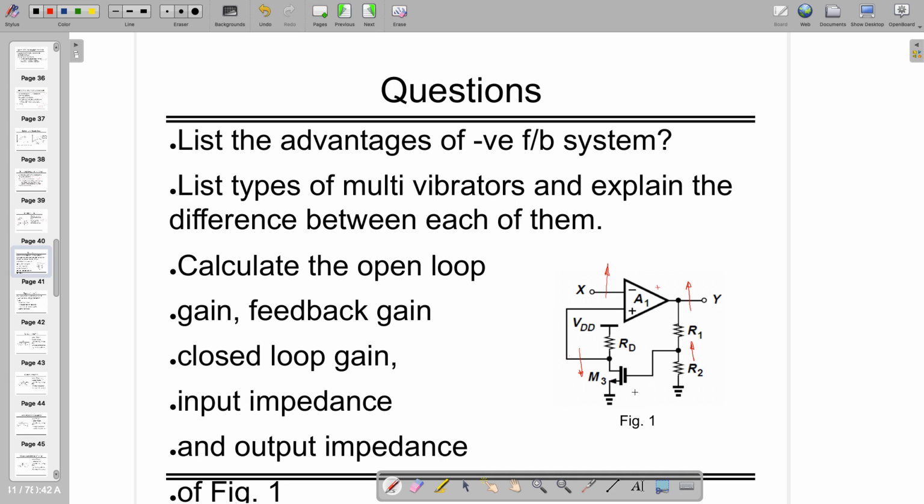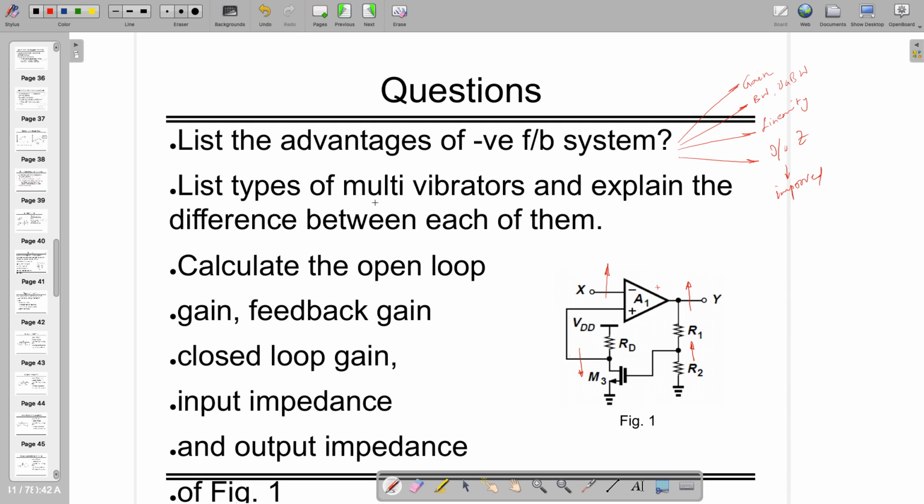So there is a list of questions for you people that you can do at home. List the advantages of negative feedback system. That is known to us. There are many advantages. One of them is gain desensitization, 3 dB bandwidth, and UGBW. You can write about that. Other than that, it's linearity, and you will see the IO impedances getting improved.